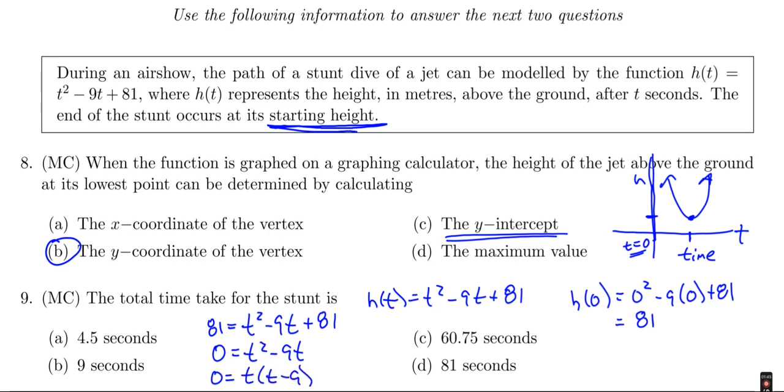And now I've got two situations here. The only way that product can equal 0 is either if t is equal to 0, which in this case makes really not much sense. How long did it take to do the stunt? 0 seconds. Yeah. Or t minus 9 is equal to 0, which means t is equal to 9. That makes way more sense. The answer is B, 9 seconds.